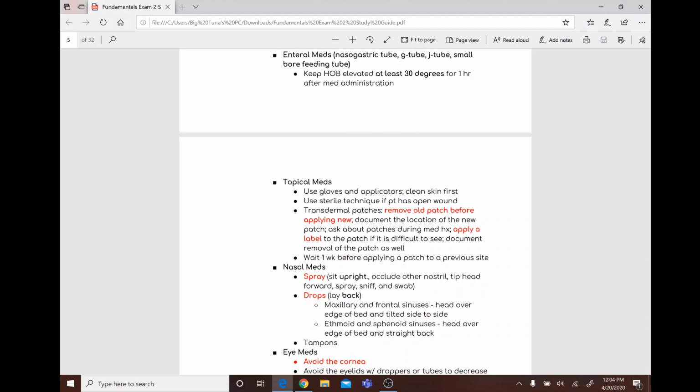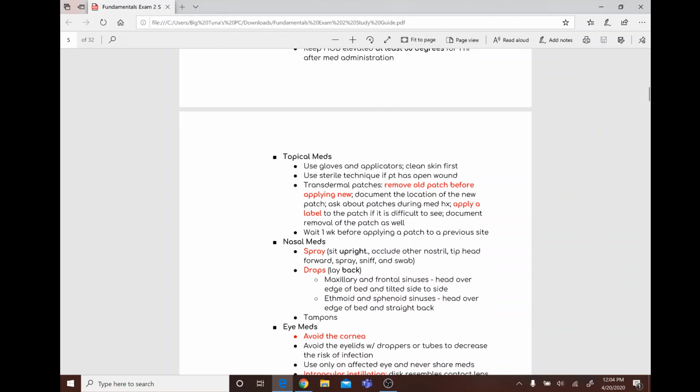Alright, what PPE and cleaning techniques are we going to use with topical meds? Clean the skin first, wear gloves and applicators too. What if the patient has an open wound when using topical meds? Sterile technique. What can you tell me about transdermal patches?